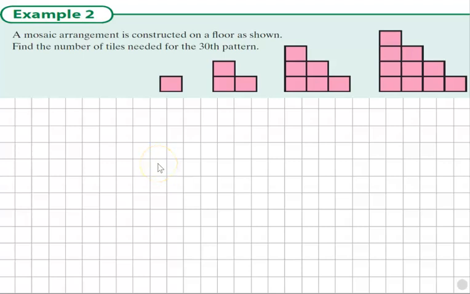Number patterns revisited. Example 2. A mosaic arrangement is constructed on a floor as shown. Find the number of tiles needed for the 30th pattern.